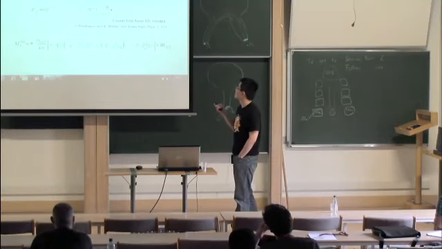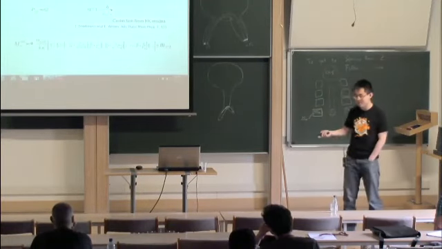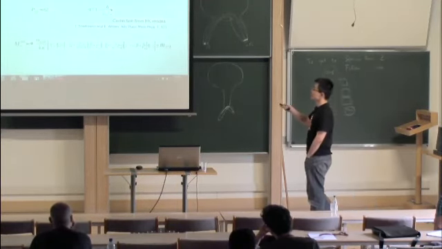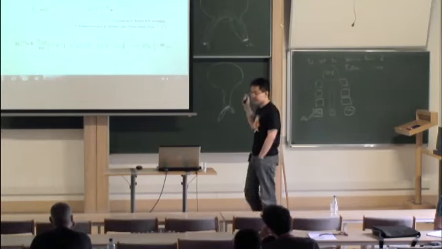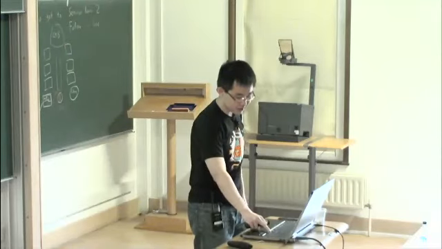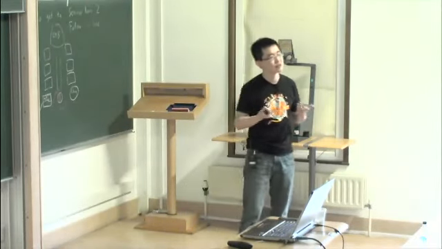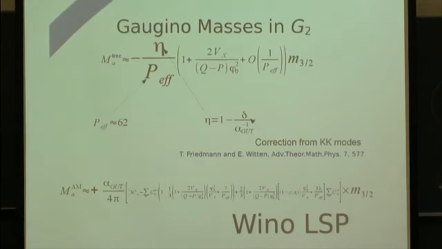Another thing you want to notice is this P effective. It's a suppression of the gaugino masses. So the gaugino mass is proportional to M3/2, and everything else, but it is suppressed by this P effective by a factor of 60. Because of this suppression, the anomaly part of the gaugino mass is actually important. It's also proportional to M3/2, and after you combine the tree-level contribution and the anomaly contribution, with some particular choice of M3/2 and eta, you will have a Wino LSP.